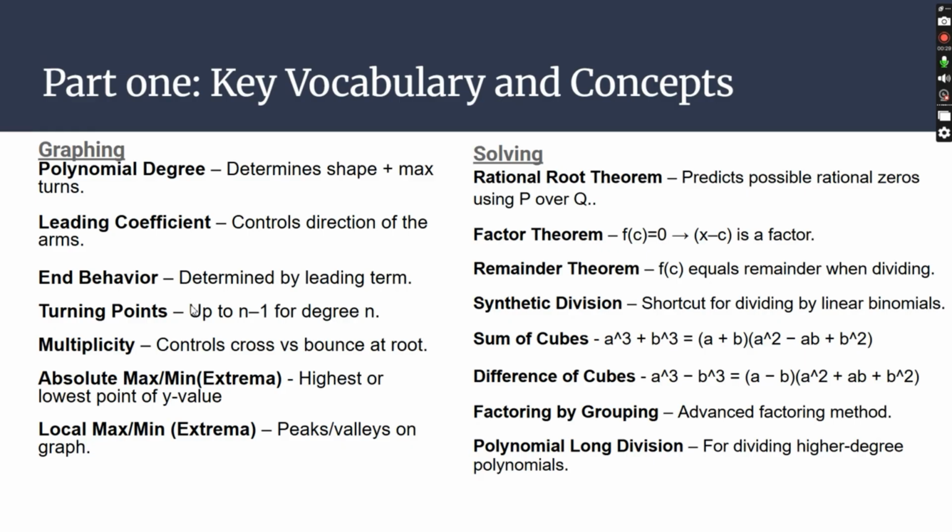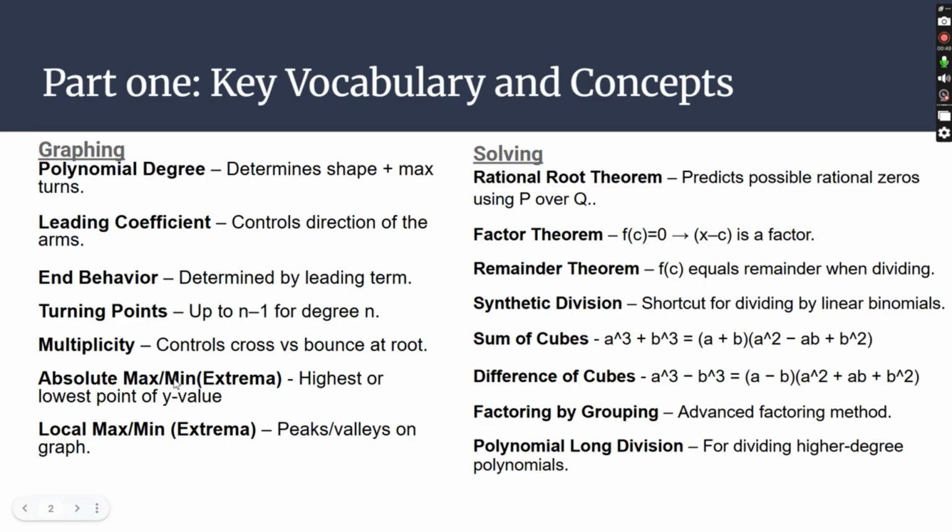Turning points are the places where the graph switches direction, and a polynomial of degree n can have up to n minus 1 turning points. Multiplicity explains how the graph behaves at each root. It tells us whether the graph crosses the x-axis or if it just touches and bounces off of it.